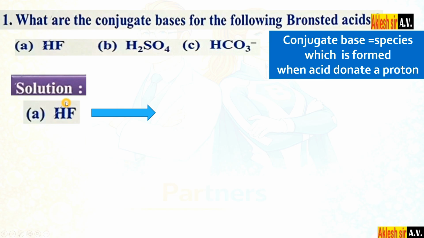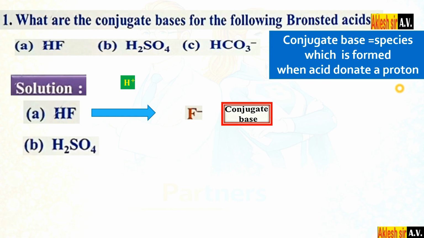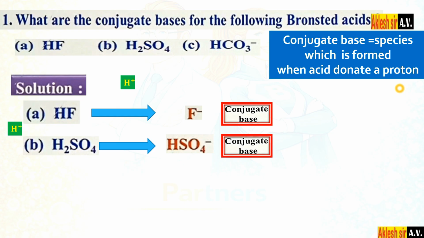Here HF is an acid. When it donates the proton, the species that forms is known as what? Conjugate base. So after removing H from HF, the remaining part is F minus, and this F minus is known as the conjugate base. Next example, H2SO4. From H2SO4, one H is removed. After removing one H, the remaining part is HSO4 minus, and this is a conjugate base.